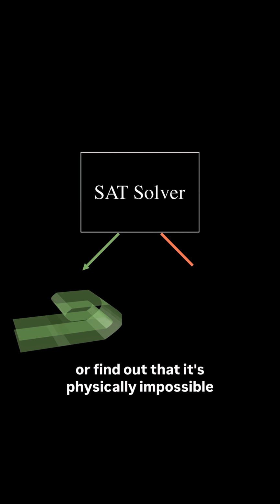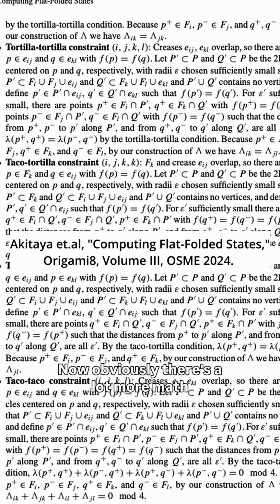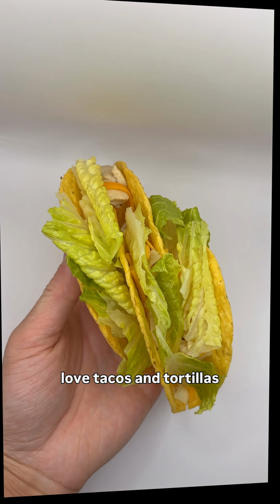Now if we just convert to conjunctive normal form and throw it into a SAT solver, we'll either get a valid layer ordering or find out that it's physically impossible. Now obviously there's a lot more math behind this problem that I'm skipping, but for now, that's why origamists love tacos and tortillas.